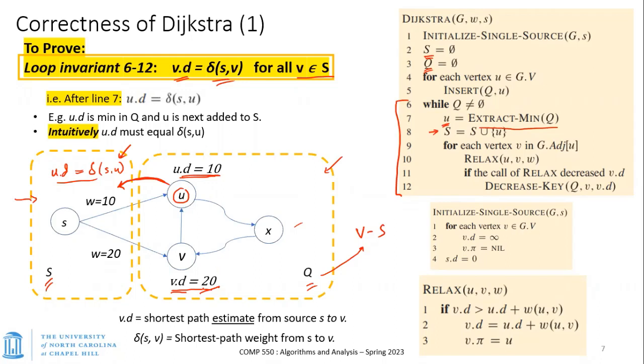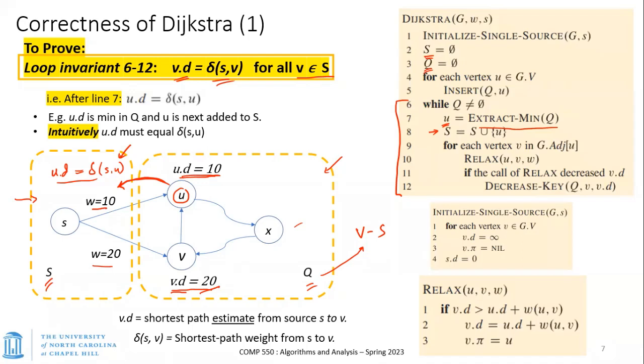So, just taking a look at this particular example. You have U, where the estimate is 10. The estimate over here is 20. In other words, to be able to go from S to any vertex in Q, in this case, there are 2 possible choices. You could go to U at a cost of 10. You could go to V at a cost of 20.